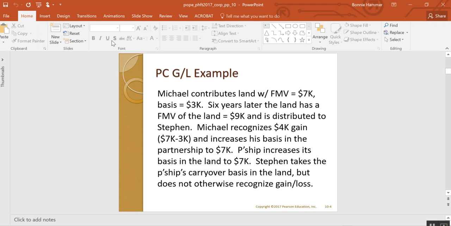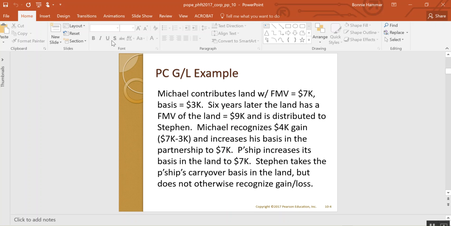Here's an example. Michael contributes land with fair market value equal to $7,000 and basis equal to $3,000. So here he's got a pre-contribution gain that he's realized of 7 minus 3 equals $4,000. Now, that's realized gain, but it's not recognized under 721.